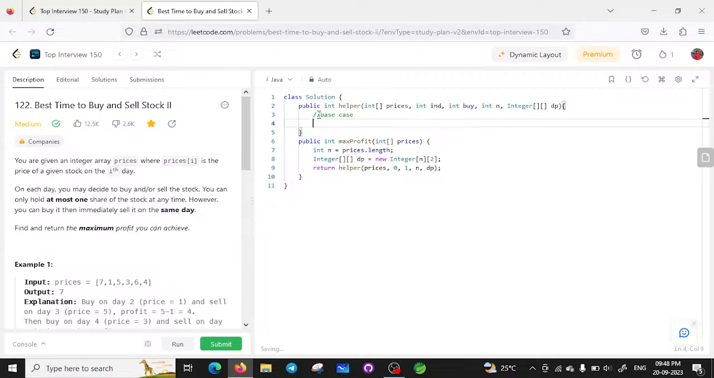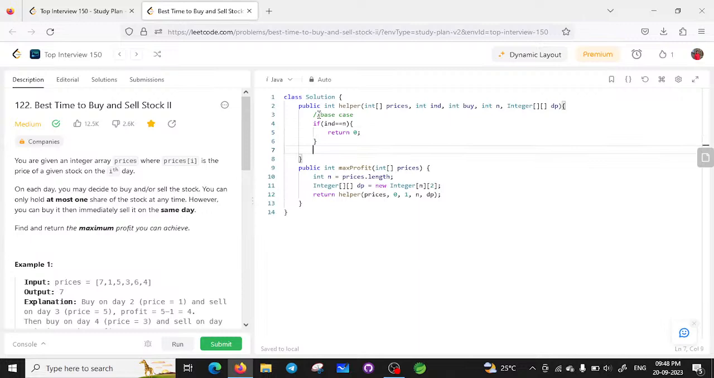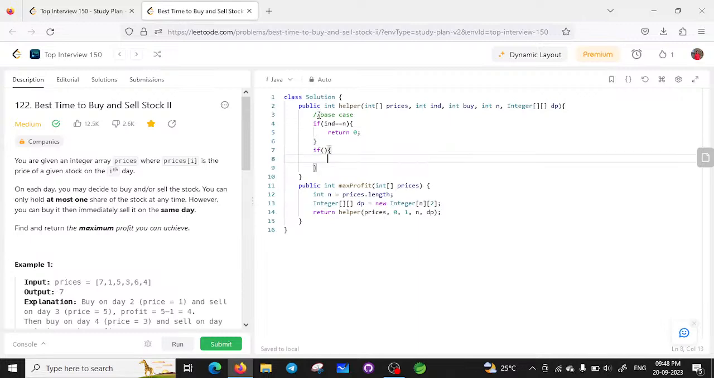So base case, we need to write the base case first. Base case will be whenever the index is equal to the length, that means n, that means we traversed all these indexes and we exhausted the array, we will return 0. And next, if dp of index, buy is not equal to null, return that.